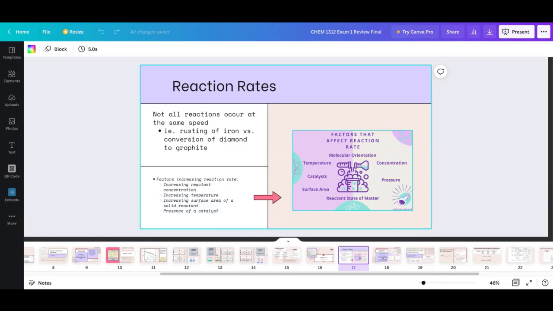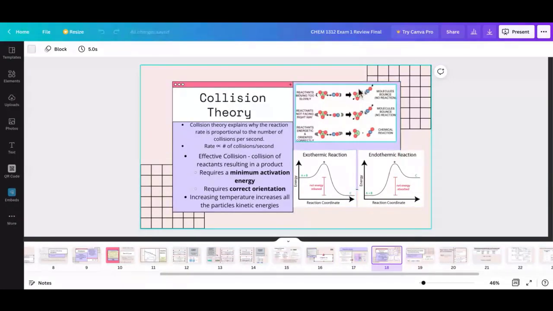A couple of factors relate to increasing reaction rate, but before we talk about that, I think we should talk about collision theory. Collision theory explains why the reaction rate is proportional to the number of collisions per second, and the rate is defined as the number of collisions per second. There are a couple of things you need. If you look at the molecule on the top right, they're going to need two things. If a reactant is moving too slowly, it's not going to react because it won't have enough speed to run into the other.